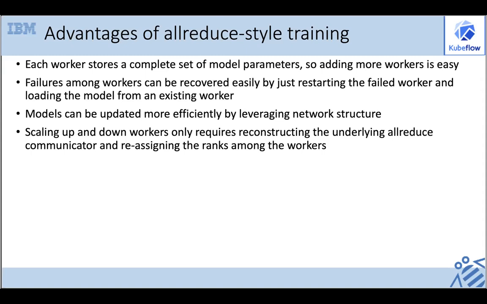And then also scaling up and down workers only requires reconstructing the underlying AllReduce communicator and reassigning the ranks among workers. So if there's one underlying controller on the entire thing, we just have to go and talk to that controller and decide where the new parameters distribution should be. If it's model parallelized. And if it's data parallelized, we just figure out where data needs to be passed.